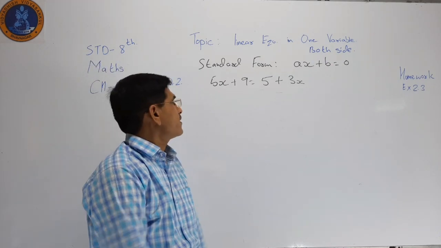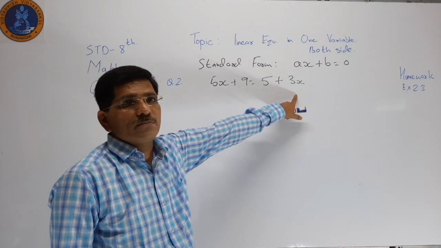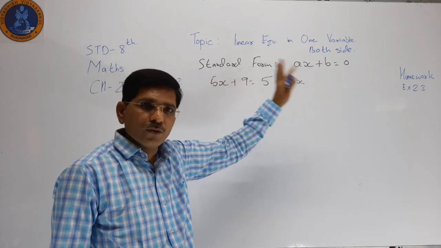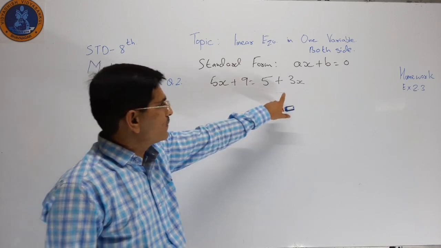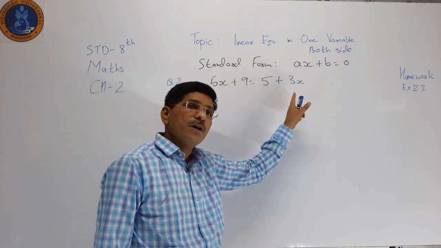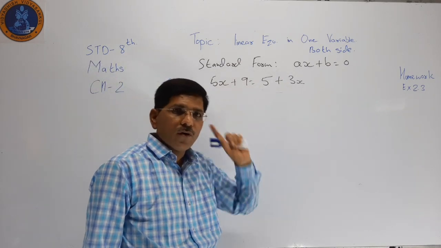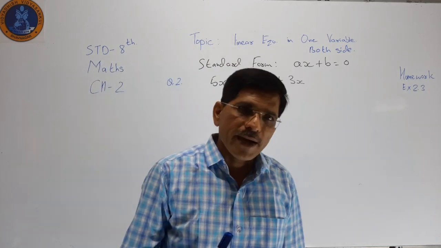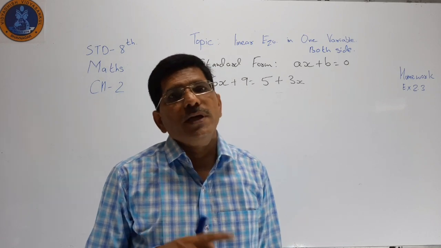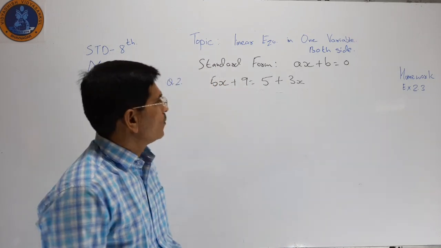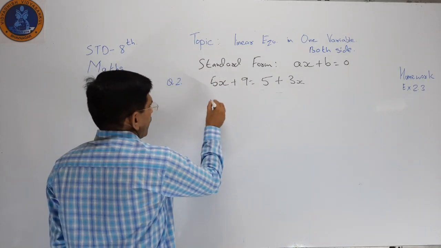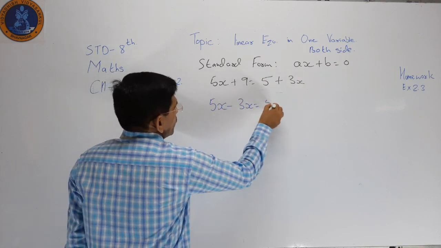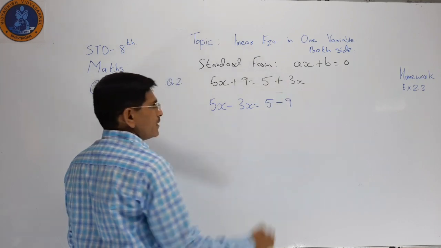So first step, what is the first step? I have to shift this plus 3x from right to left. When I shift this plus 3x from right to left, what is the sign change? So plus should be minus and minus should be plus. So 5x minus 3x is equal to 5 minus 9.